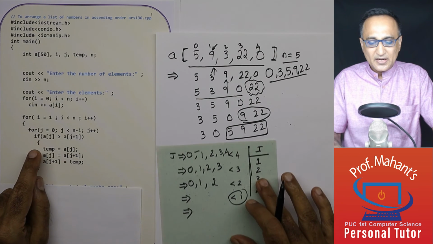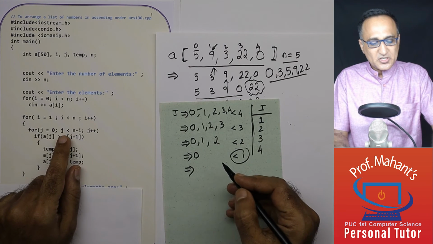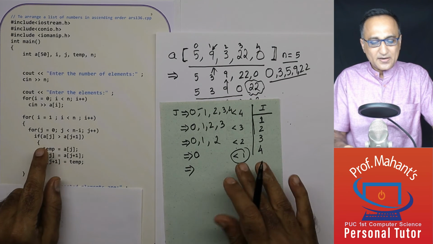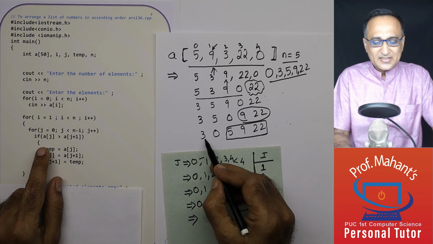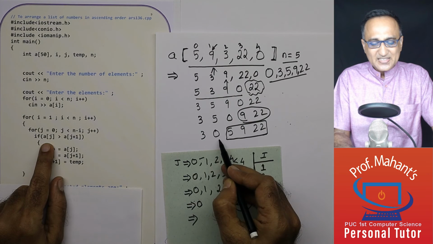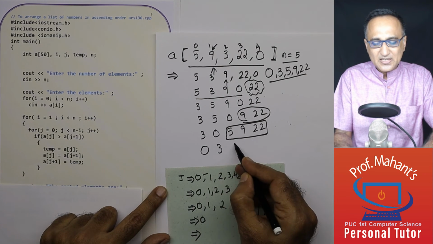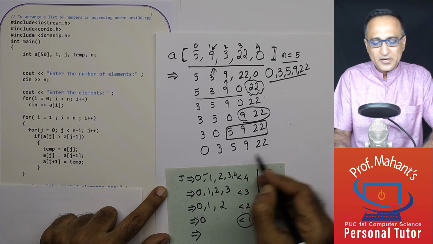executed. Now j is again equal to 0. j is less than 1. Now it is just comparing 3 with 0. A of 0 happens to be 3. Is this greater than this? Absolutely. So we will exchange. We will make this 0, 3, 5, 9 and 22.